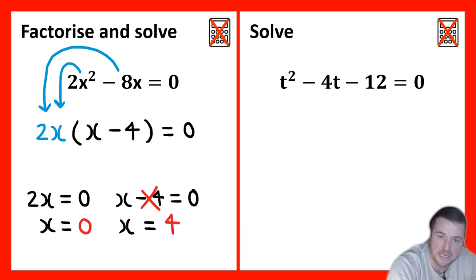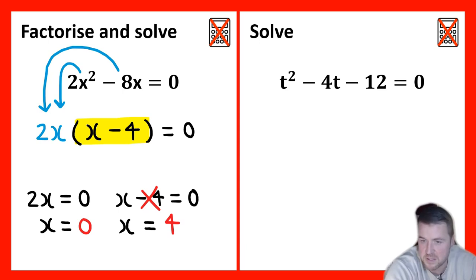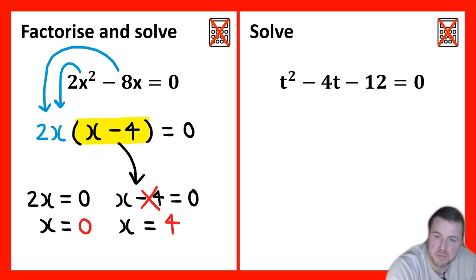The shortcut being, if you have a coefficient of x outside of a single bracket, x equals 0 will always be one of your solutions. And then inside the bracket, as long as it's in the format of x plus or minus something, we can just write down the number and switch the sign to say that a solution would be positive 4 instead of the negative 4 that's inside the bracket.